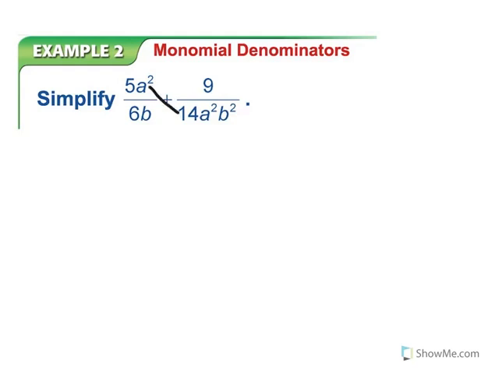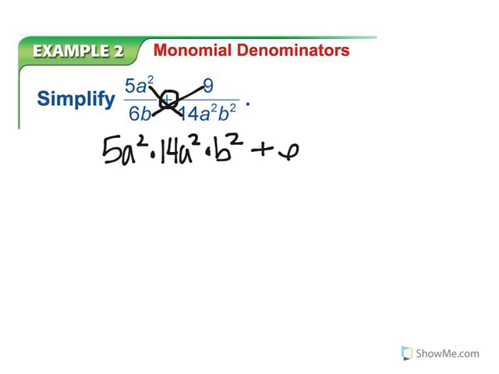So we're going to take 5a squared times 14a squared times b squared, and this is how we get our numerator. Now you're going to take whatever sign's in the middle, and then you're going to cross multiply the other side. So we're going to get 6b times 9. So that gives us our numerator.